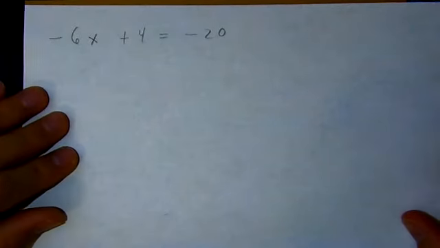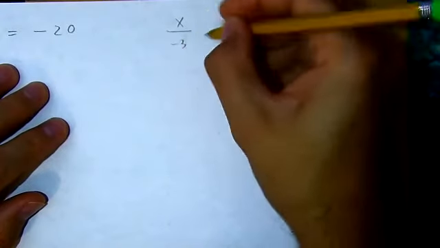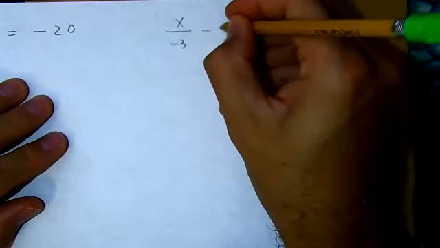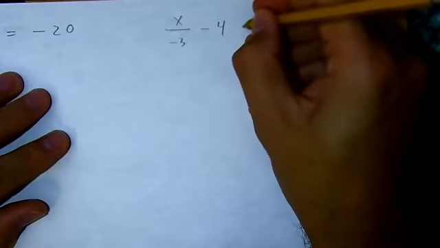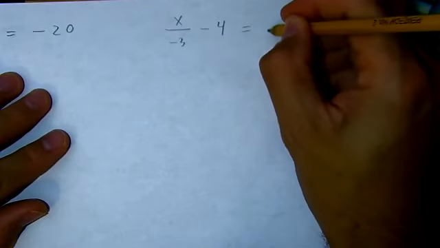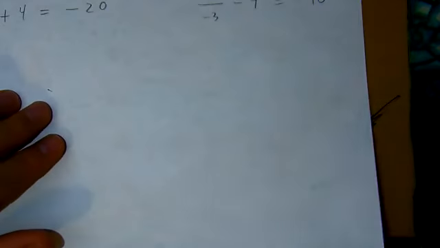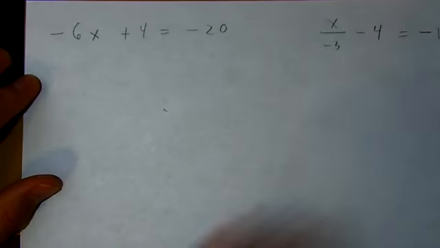-6x plus 4 equals -20. And x over -3 minus 4 equals -10. So I want you to pause your video and solve these on your own.